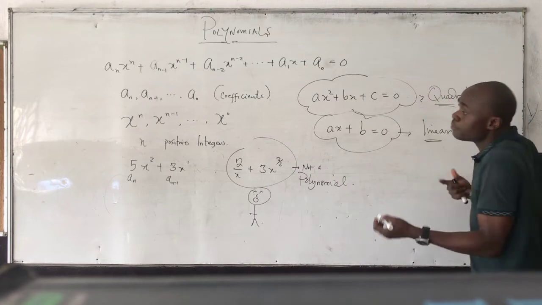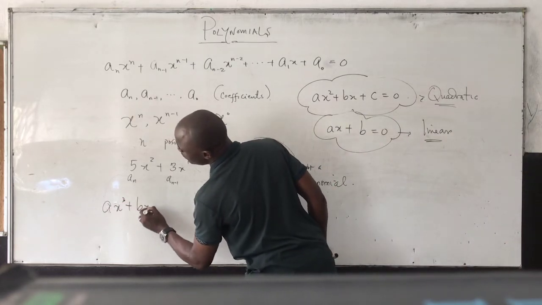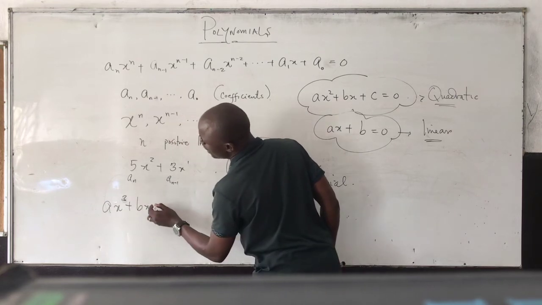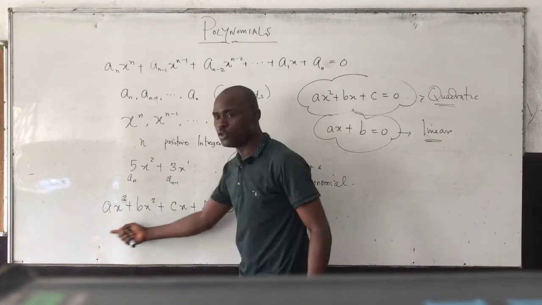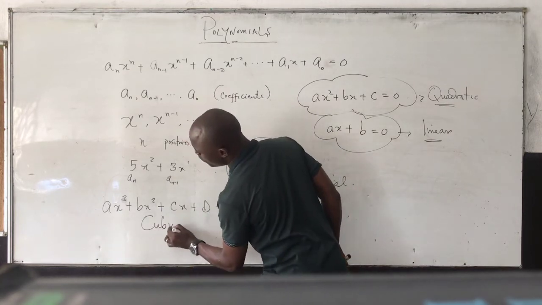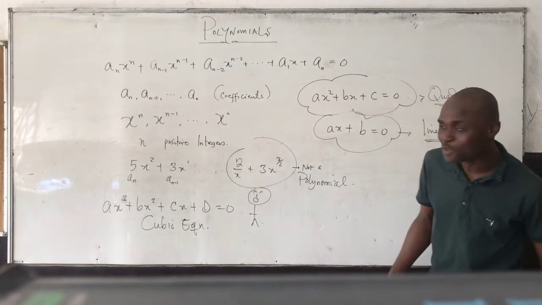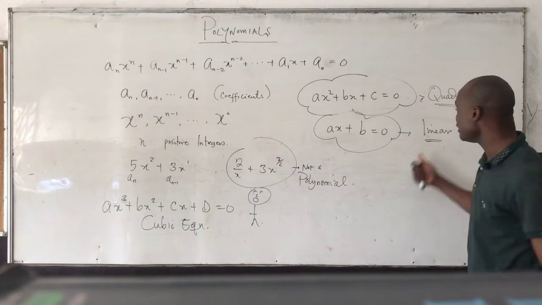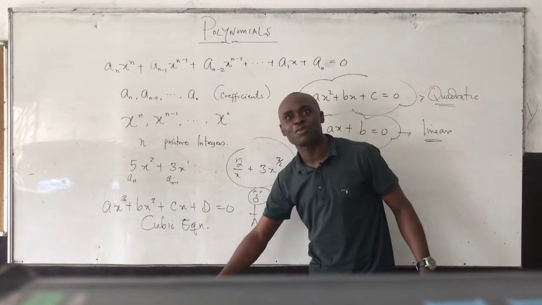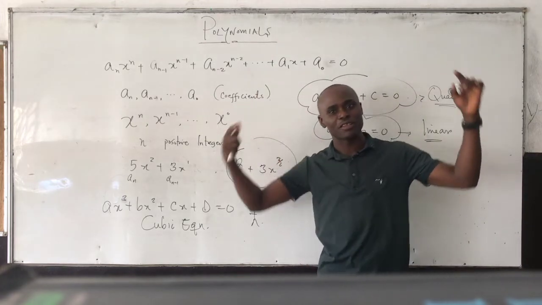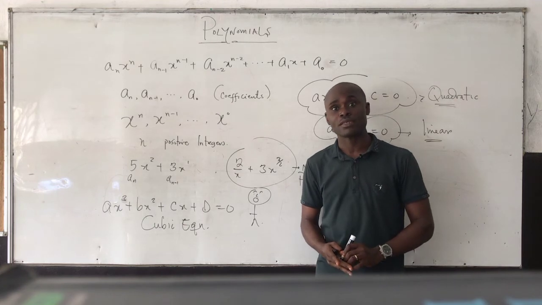We can write something like ax cubed plus bx squared plus cx plus d equals 0. This is called a cubic equation. It is actually a polynomial also. The quadratic is also a polynomial, the linear. So we have the next one, which is the quartic. We have another next one, which is the quintic equation, and so on and so forth. I'm not going to go deep into that. So the power of 5 is quintic, the power of 4 is quartic, and so on and so forth.